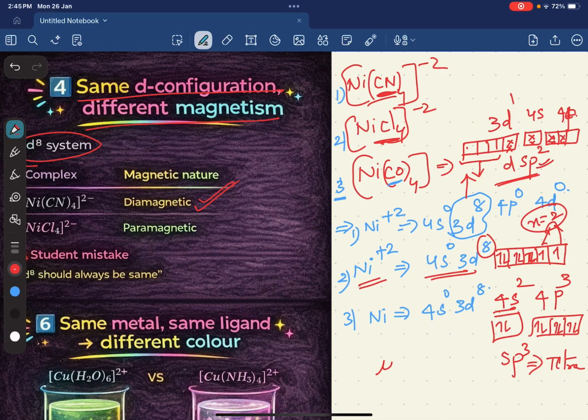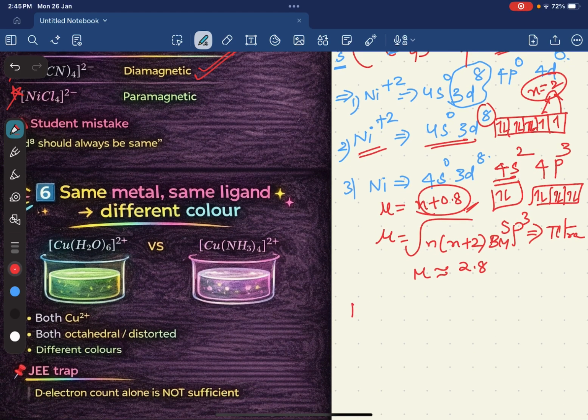So mu equals under root n into n plus 2 Bohr magnetons. So what you can write, approximately 2.8. For that also I have given one logic point. So it's like a shortcut: n plus 0.8, you can take it as the magnetic character, students.